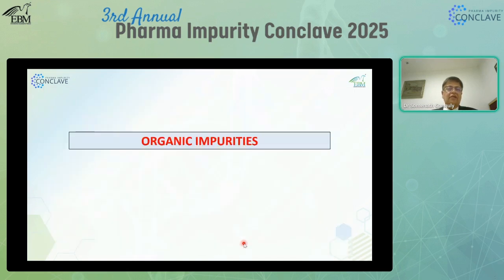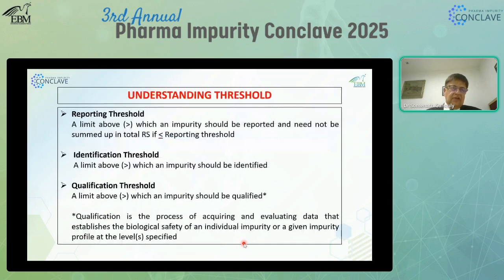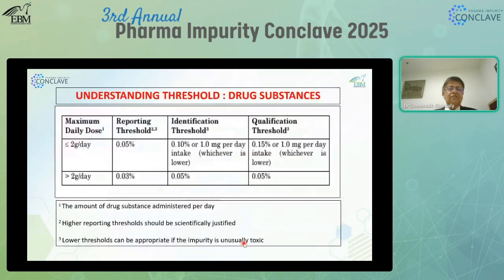Now come to the organic impurity. It is a very old term: reporting threshold, identification threshold, and qualification threshold. We all know these things, so once again I am not spending much time on that. I'll try to explain the reporting, identification, and qualification thresholds with some examples. This is all from the ICH guideline itself: if the maximum daily dose is greater than 2 gram per day or less than 2 gram per day, the values of the reporting, identification, and qualification thresholds will keep on changing.